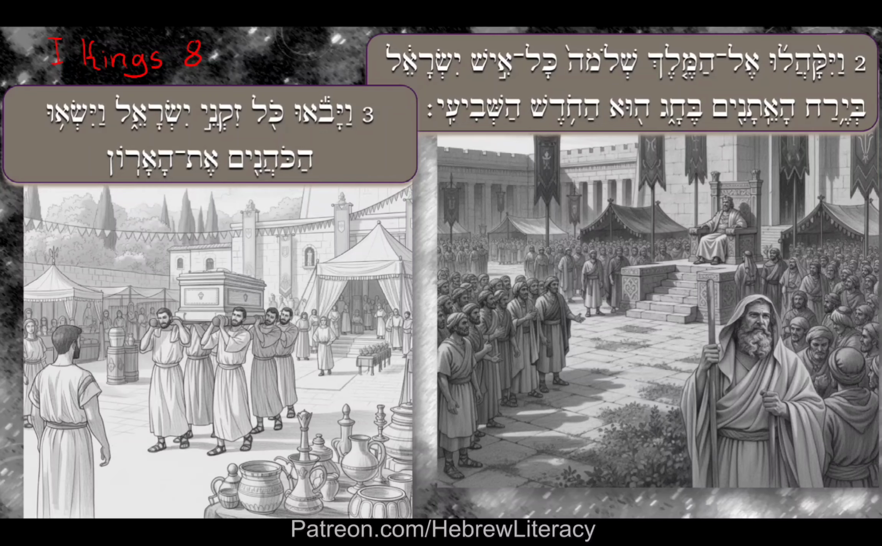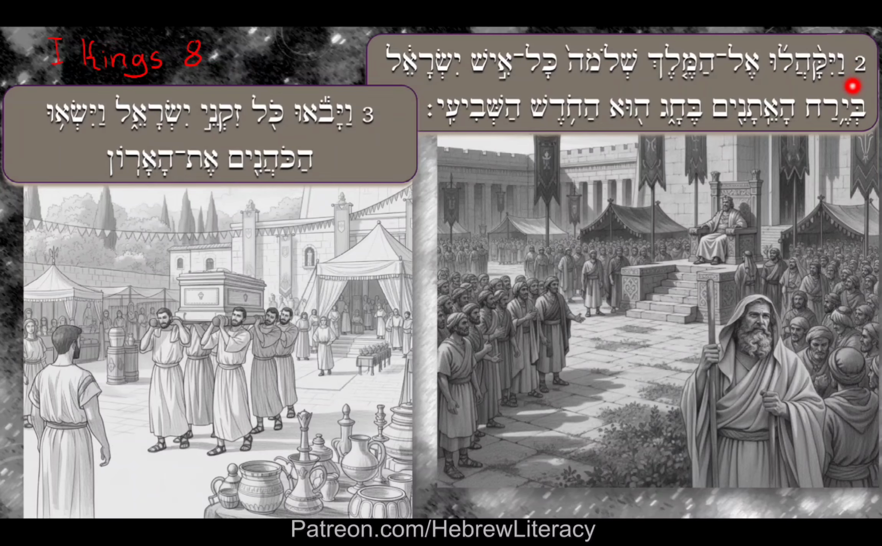Okay, so this little graphic novel sketch, these will be from right to left, just like Hebrew. This is how Hebrew graphic novels go. So here we are, starting with 1 Kings chapter 8, verse 2.